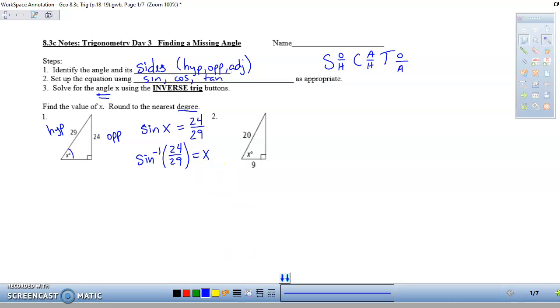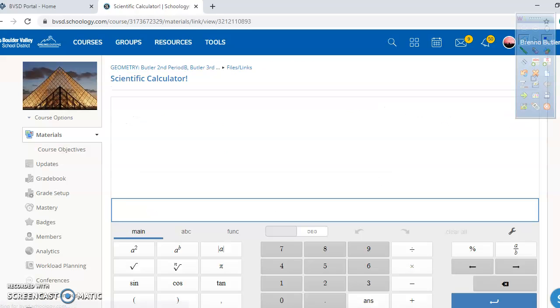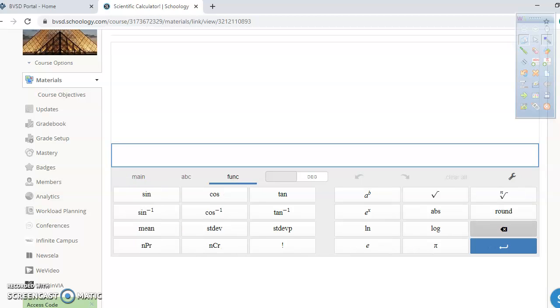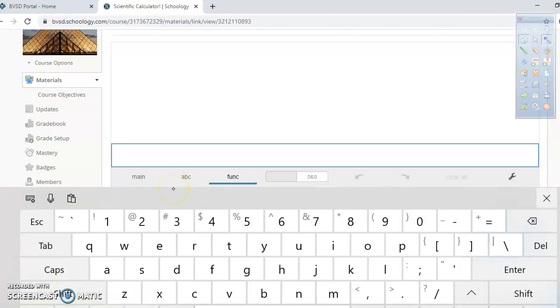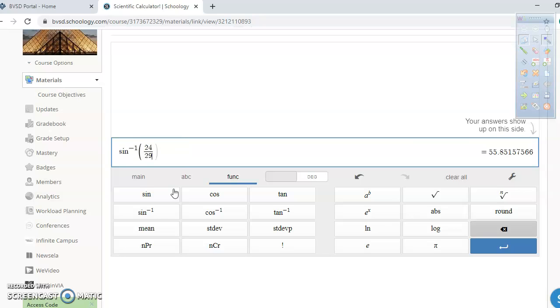Okay, so looking at a calculator. Again, in your geometry folder, you have this scientific calculator that you can use. I'll just show you. You have sine, cosine, tangent here. If you hit this function button, you'll notice that you have also inverse sine, inverse cosine, and inverse tangent. So I'm going to do inverse sine. I am going to plug in 24 divided by 29, and it does the fraction for you. So I don't need that there, so arrow over.